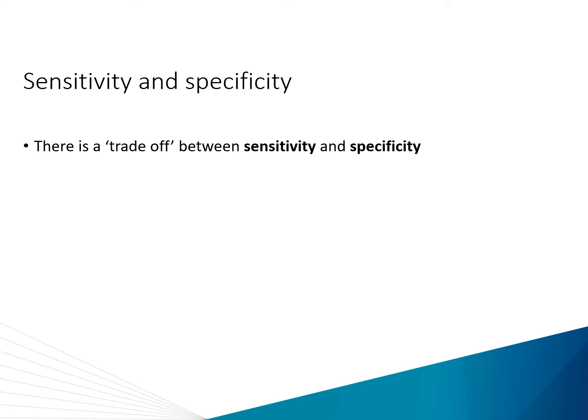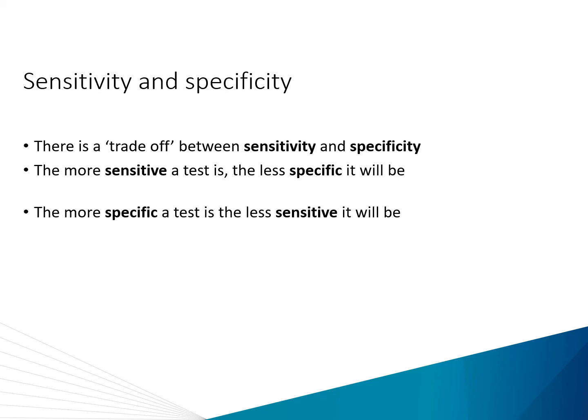So there's essentially a trade-off between sensitivity and specificity. In other words, the bigger one is, the smaller the other is likely to be. If you try to make a test highly sensitive, you lose the specificity, and vice versa. If you try to make the test very specific, you will lose sensitivity. So the more sensitive a test is, the less specific it will be, and the more specific a test is, the less sensitive it will be.